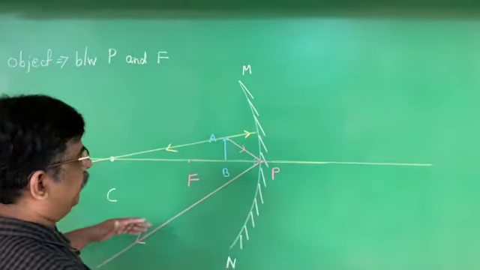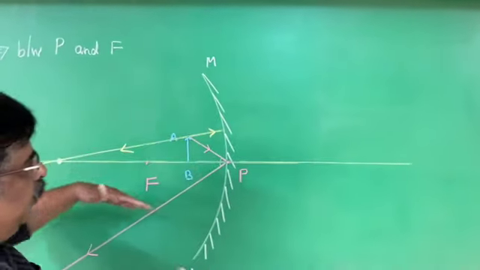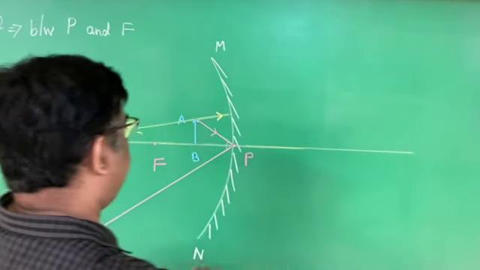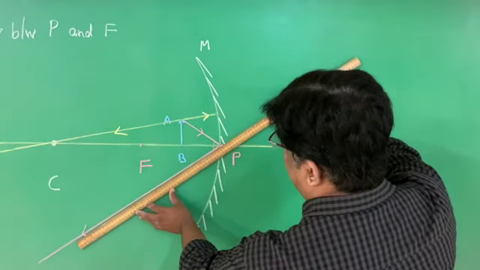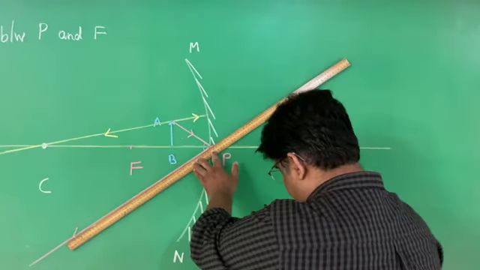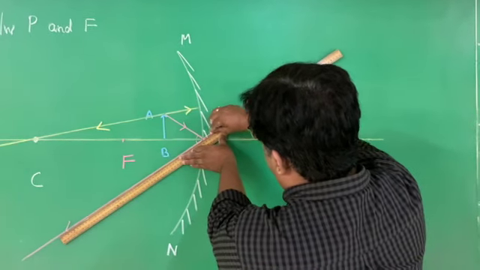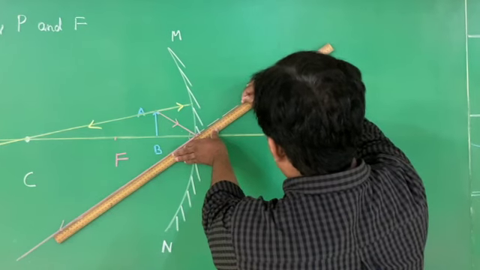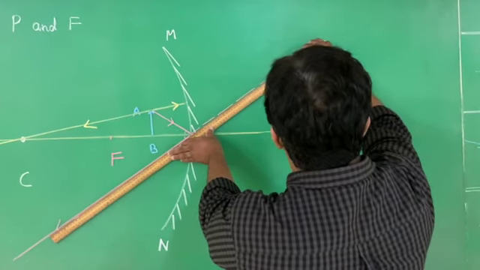Therefore, what we do is, we extend these two rays backwards to make them meet at a point. I keep the scale like this. This is the reflected ray. I keep the scale like this and extend backwards. When you extend backwards, write in dotted lines, because it is virtual.